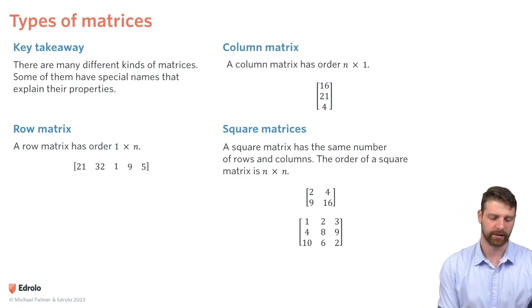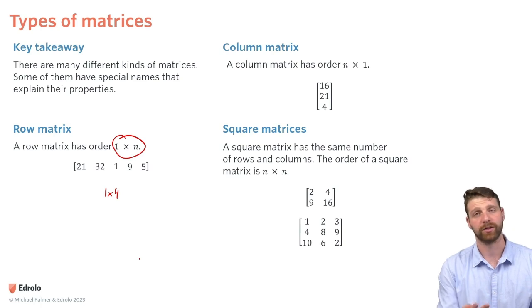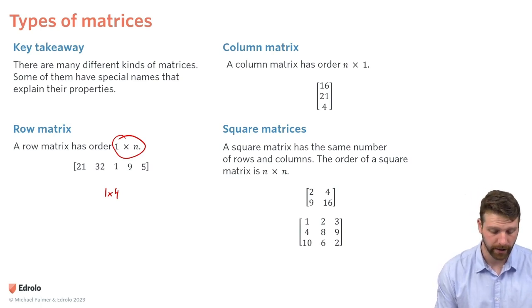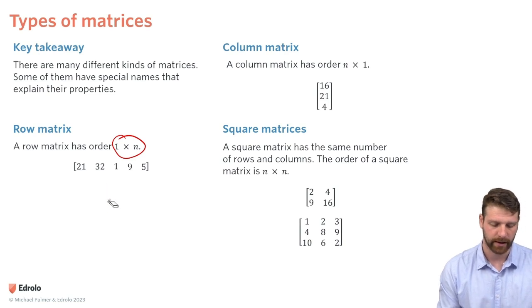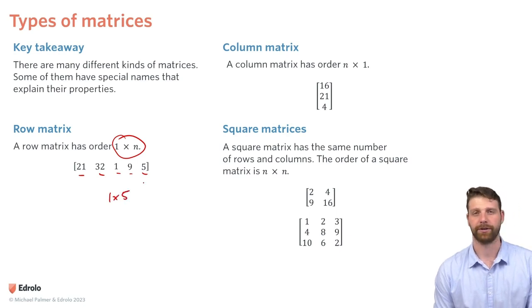So here we see this is a 1 by n matrix. n is the number of columns. So in this case, this is a 1 by 4. Well, it has order 1 by 4. Okay, we can see it has some elements. Oh, sorry, there are 5 elements there. My mistake. There's 1, 2, 3, 4, 5. So this is a 1 by 5 matrix.